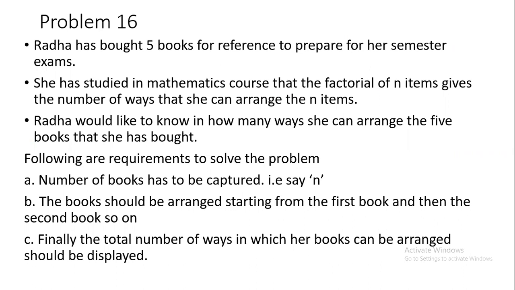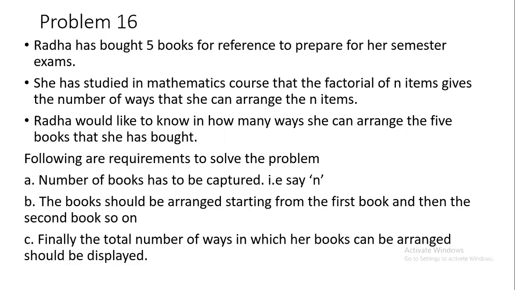Radha has bought 5 books for reference to prepare for her semester exams. She has studied in mathematics course that the factorial of n items gives the number of ways that she can arrange the n items. And Radha would like to know in how many ways she can arrange the 5 books that she has bought.